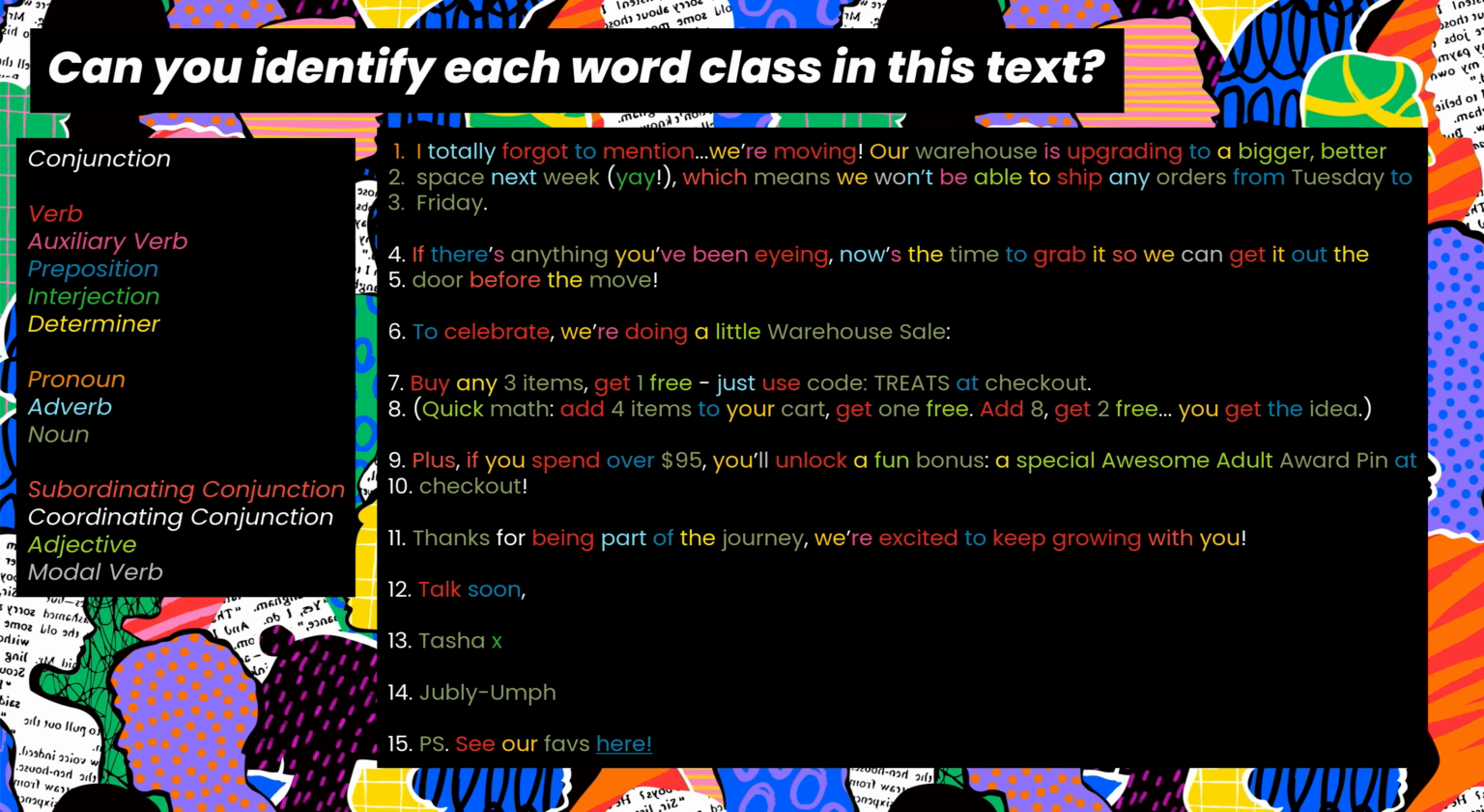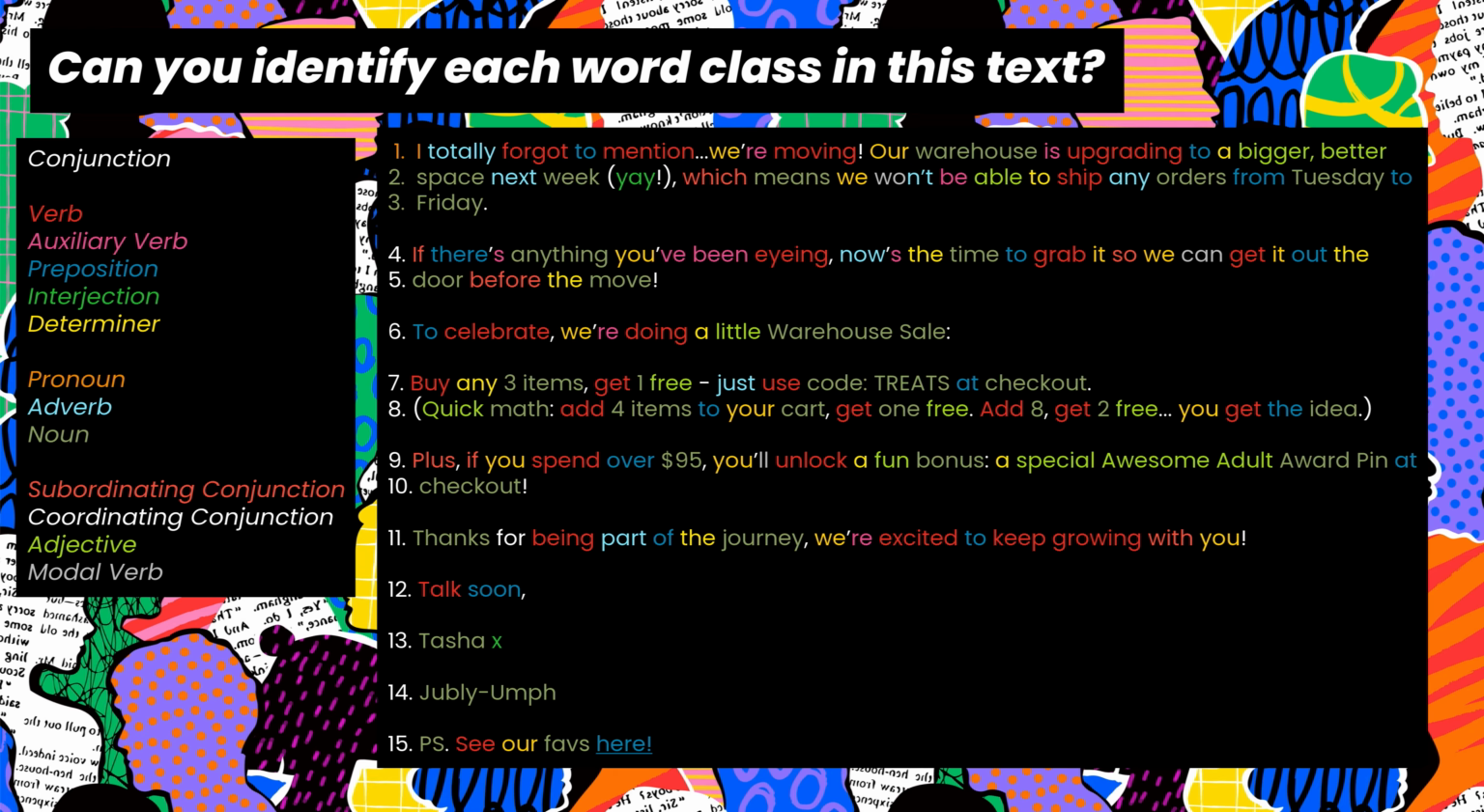Could you find the adverbs just, part? What about the nouns like Friday, warehouse, checkout, cart? Could you find the subordinating conjunctions like plus, if, or the coordinating conjunctions like for? Could you find the adjectives like little, as well as bigger and better, which are also alliterative on line 1? And could you find those sneaky modal verbs that often in this text form part of a contraction? So we've got you'll on line 9. That is a contraction that contains you, the pronoun, but also that LL is reflective of the modal verb will.